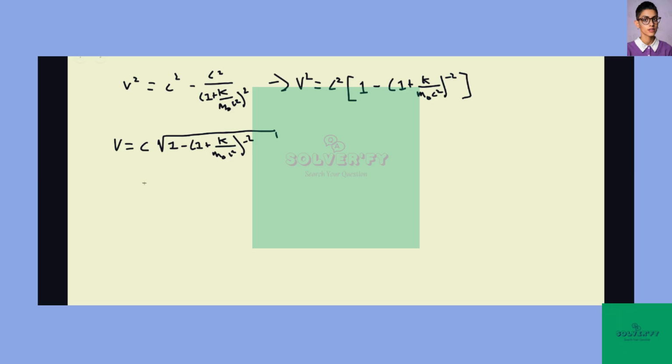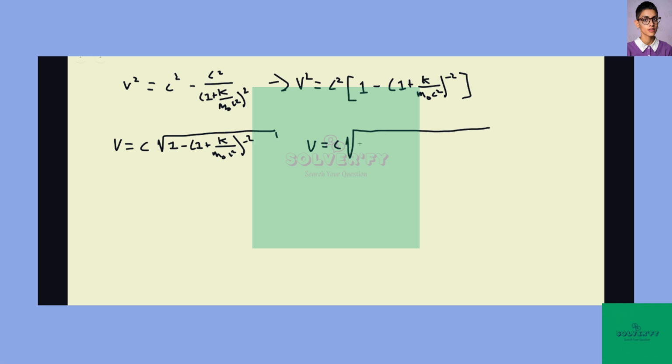So v is equal to c. We're going to keep c here because when we talk about relativistic velocities, we always talk about them in terms of a fraction of the speed of light. So we're going to leave c out there.